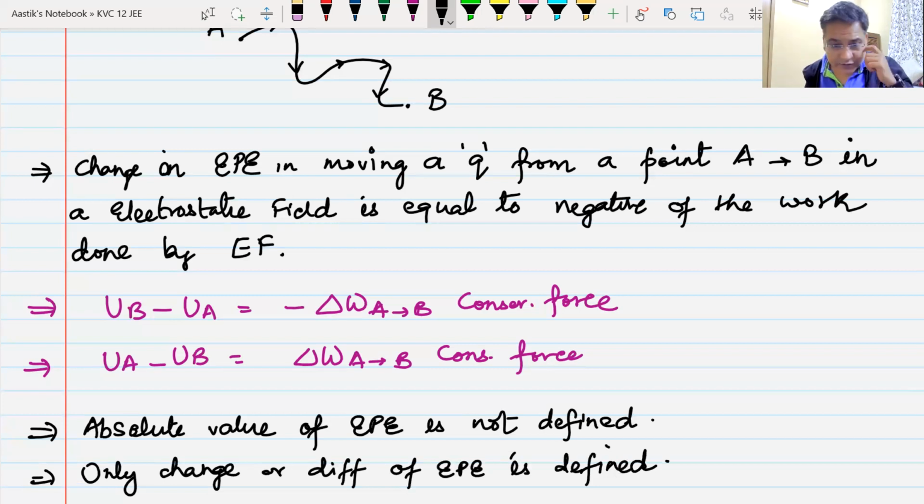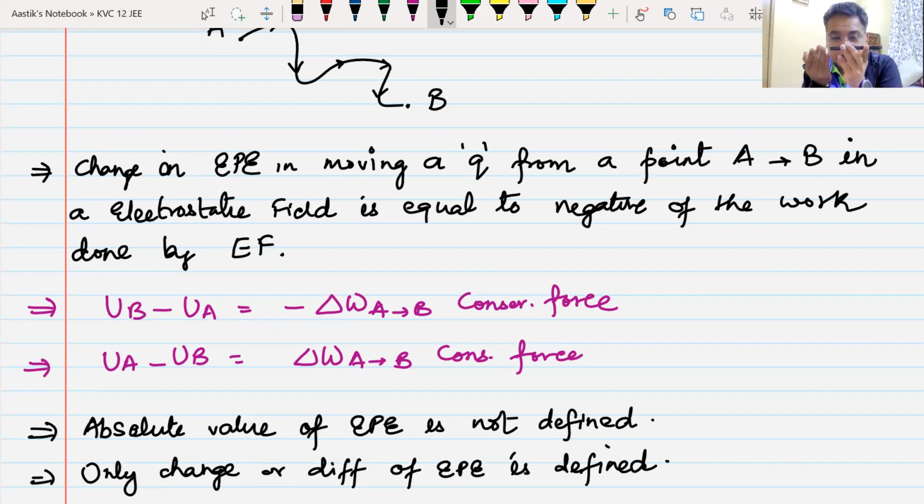Now remember, whenever you had done any question in work, power and energy, you had one ground, and when you had a block of mass m at a height h, you had said that the gravitational potential energy of this body is mgh. Yes or no? Yes, sir. In that case, you had taken the gravitational potential energy of Earth as 0. Yes or no? Yes, sir. So this Earth becomes your reference frame.